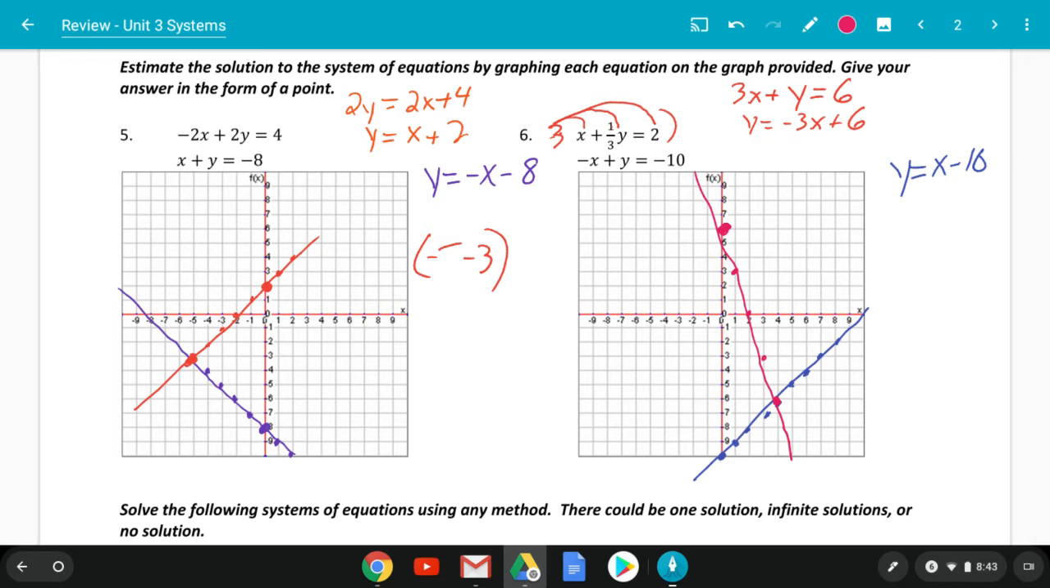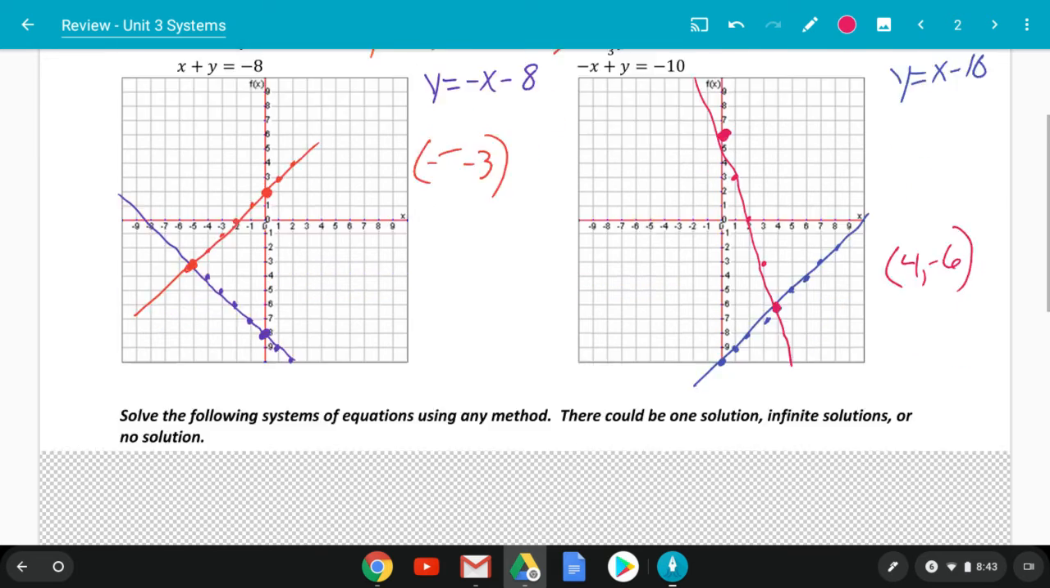You understand why I keep going on those points with this? Because I don't have a straight edge to make sure my lines are nice and straight. So my point of intersection is 4, -6. Cool? Moving on.